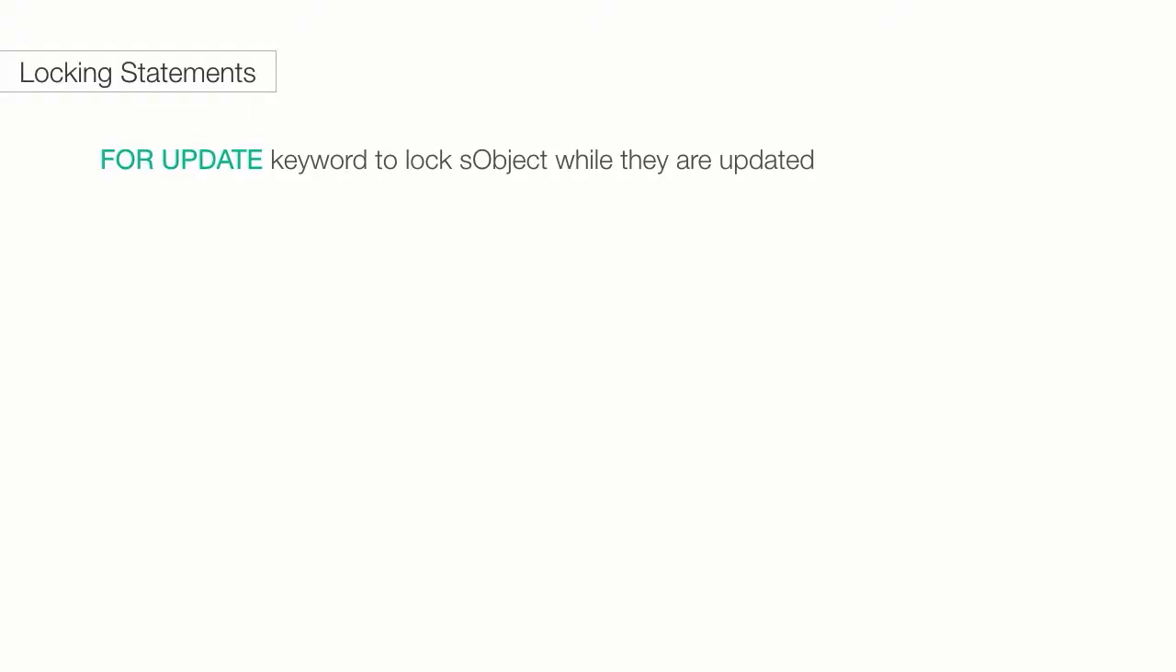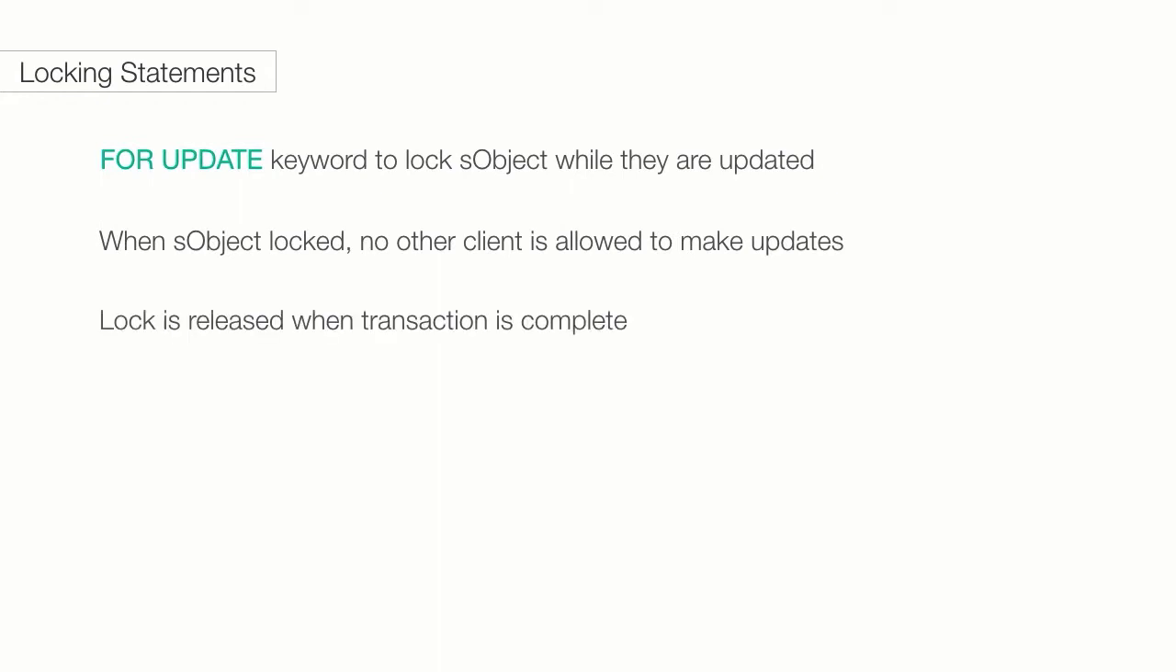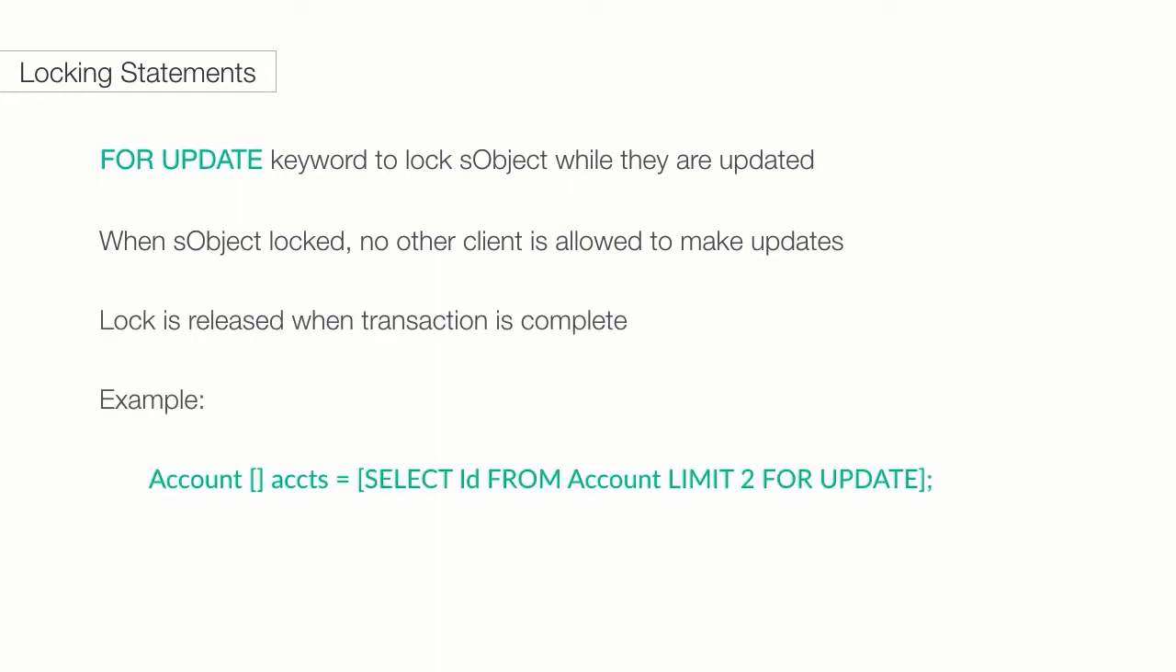In Apex, we can use the FOR UPDATE keyword to lock SObject records while they are being updated in order to prevent race conditions and other thread safety problems. While an SObject record is locked, no other client or user is allowed to make updates either through code or the Salesforce UI. The client locking the records can perform logic on the records and make updates with the guarantee that the locked records won't be changed by another client during the lock period. The lock gets released when the transaction completes.